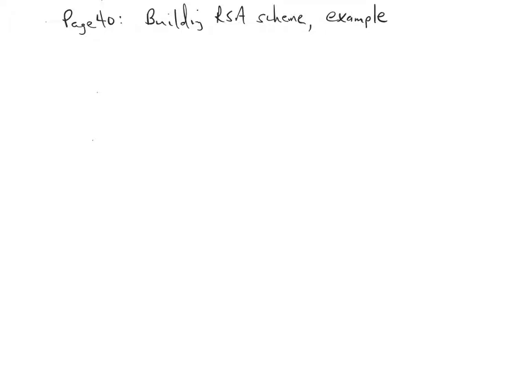Okay, so we're going to explain now how, but not necessarily why it works, to create an RSA scheme. So the first step is to come up with two large prime numbers, primes P and Q. And the only reason they're large is because if they're not large, it's easy to break the scheme.